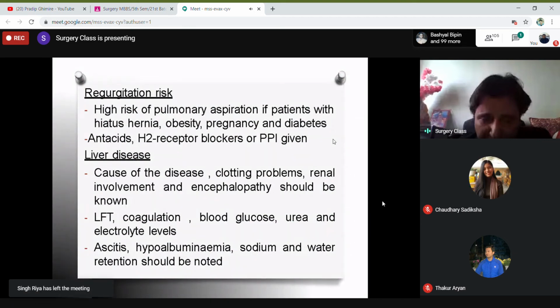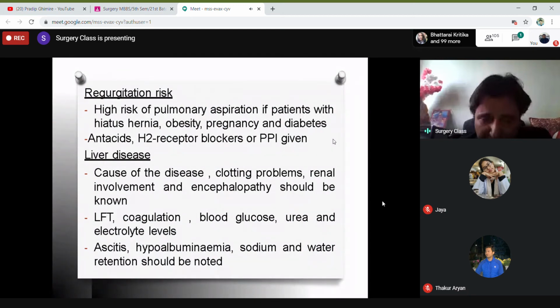So you classify into A, B, and C, and accordingly you do a liver function test, and you look for the various problems like ascites. Do an ultrasound to know whether there is fluid in the abdomen. Ascites is fluid in the abdomen. Then hypoalbuminemia: with the protein, you do a blood test and know whether the albumin level is normal or not, and then the sodium and other electrolytes.